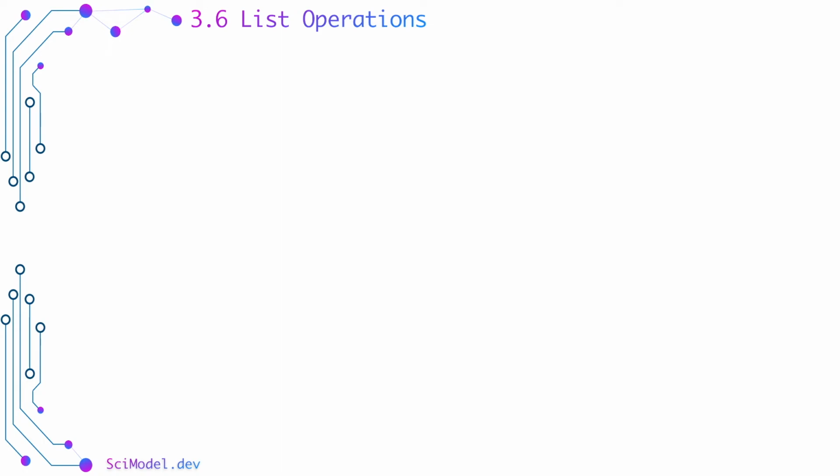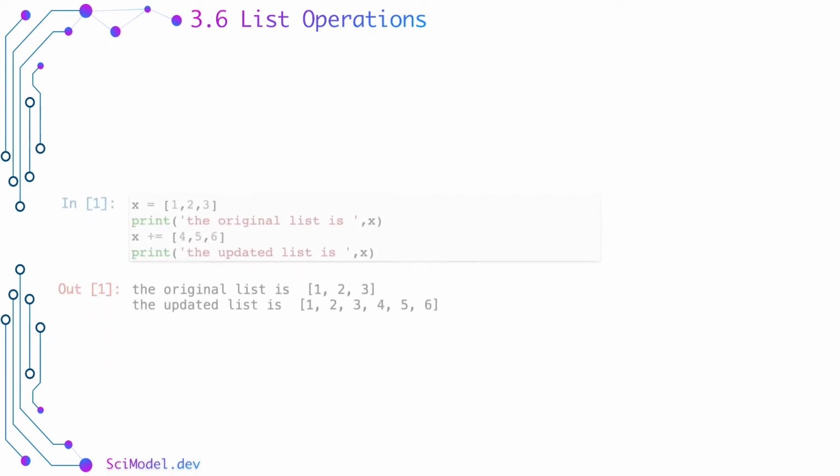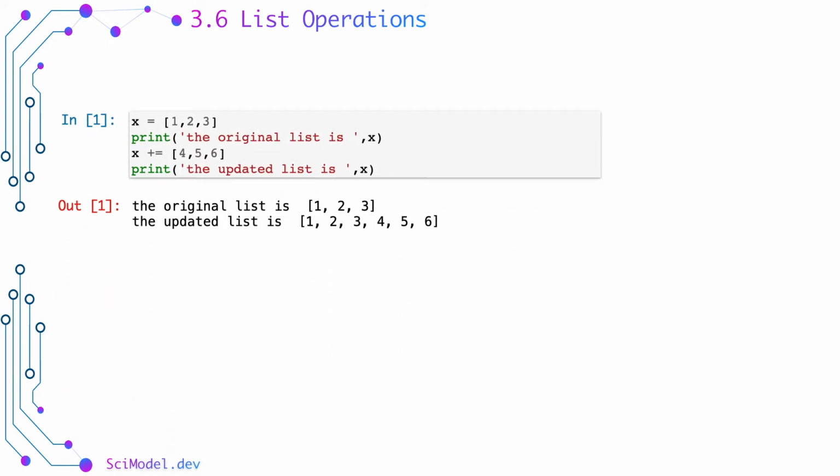To see the syntax in action, here we have a variable x with a list of integer values of 1, 2, and 3. We would like to append a new list to variable x with values 4, 5, and 6. Using the syntax presented, you can see that the old list of x is updated with the new values.